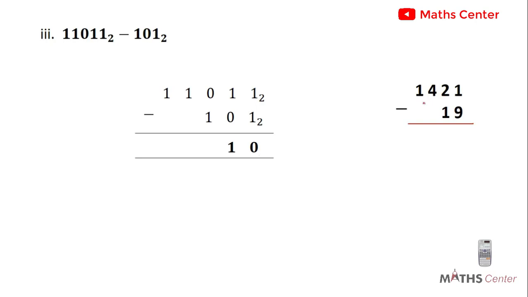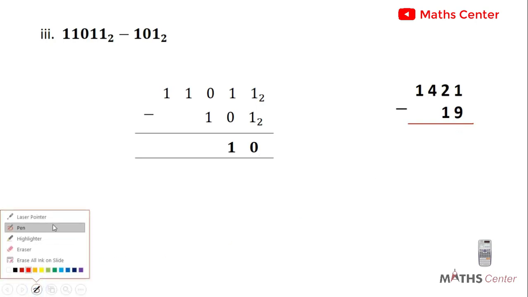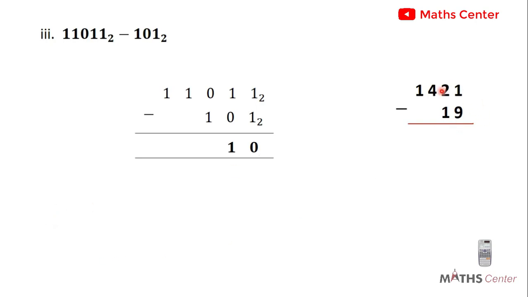Now we have 1 minus 9. 1 minus 9 will give us negative 8. But we can't write negative 8 here. So we will borrow 1 from this side to this side. Now, when we borrow 1 from this side to this side, so we borrow 1 from here to this side. Remember that our subtraction is in base 10.